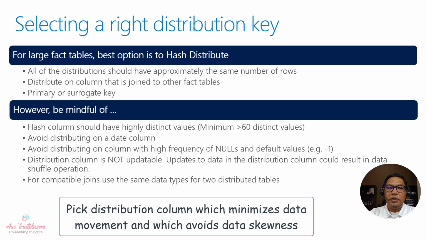For large fact tables, the best option is the hash distribution strategy. With that, all of the distributions should have approximately the same number of rows. Distribute on the column that is joined to other fact tables. That is the column which makes the ideal candidate for distributing the data on. And often it could be your primary key or surrogate key in the fact table. However, be mindful that the hash column should have a high number of distinct values. At least it should be as high as 60.